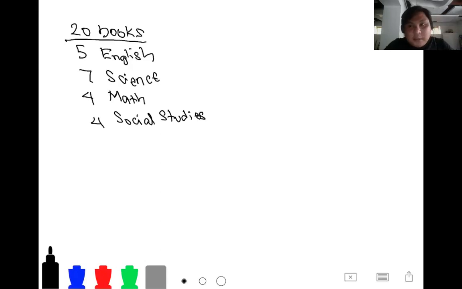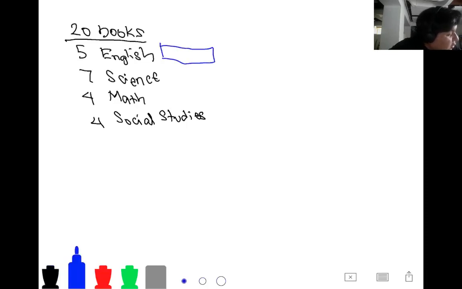All right, so how are we going to arrange these objects if books belonging to the same subject stay with each other? All right. So the idea or the strategy in answering this one is to actually group each book per subject. For example, for the 5 English books, you can just simply make it one group, right? So that should be 5 English books. So let's say it's 1, 2, 3, 4, and 5, right? There we go. So that's our 5 English books.